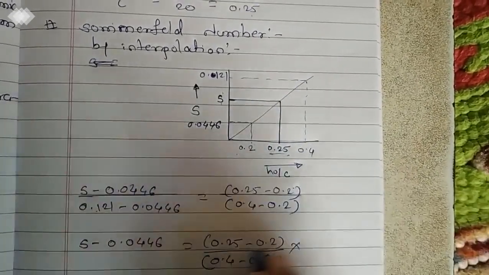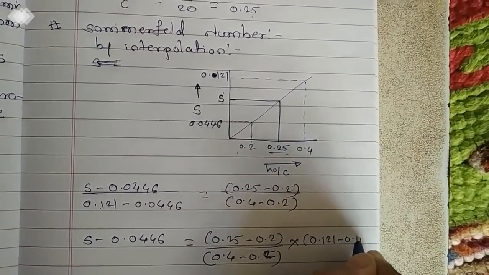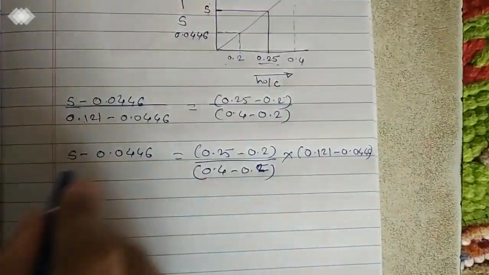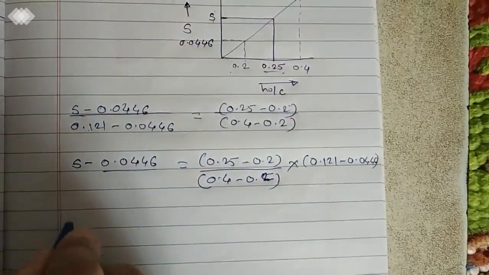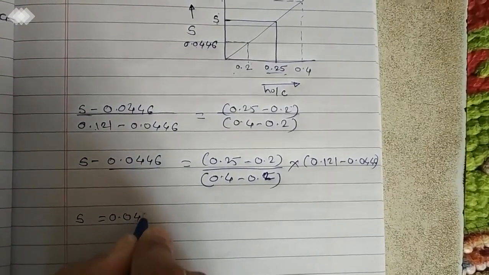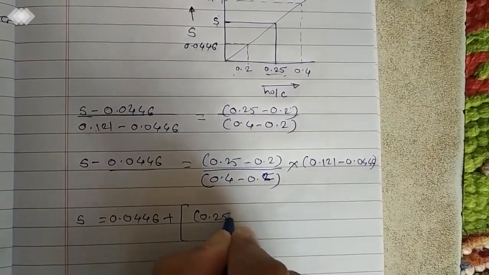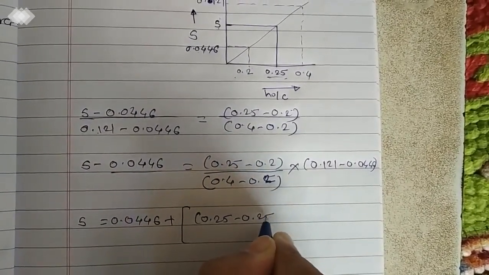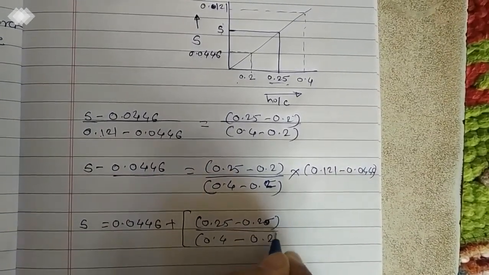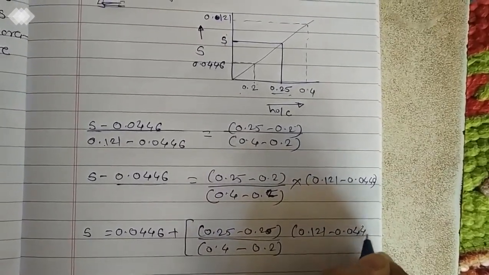into 0.121 minus 0.0446. Again we shift this term to the other side, so we get S is equal to, this becomes plus, 0.0446 plus, into bracket, 0.25 minus 0.2 divided by 0.4 minus 0.2, into 0.121 minus 0.0446.